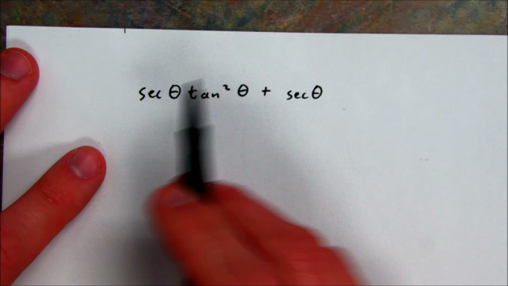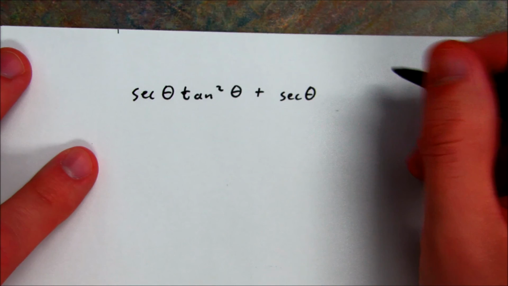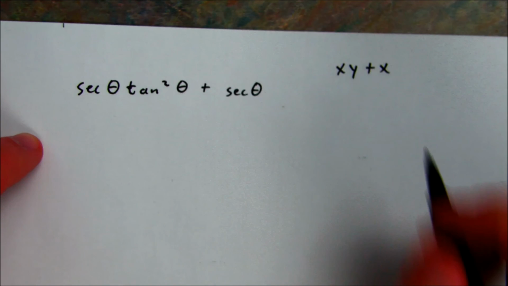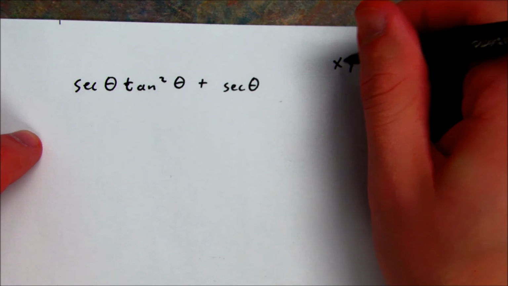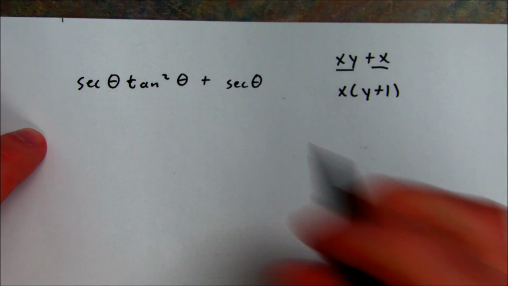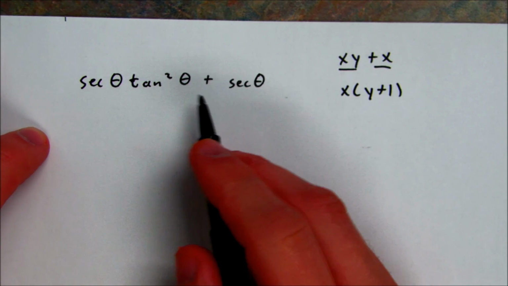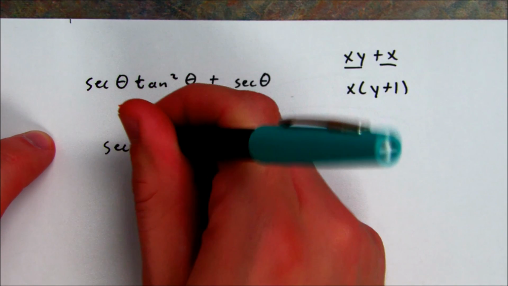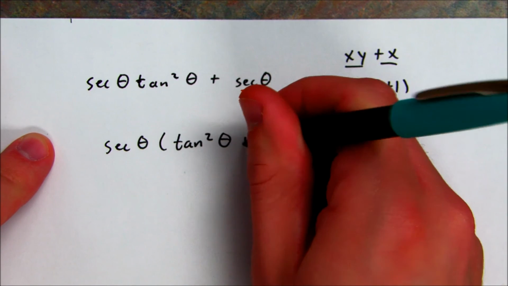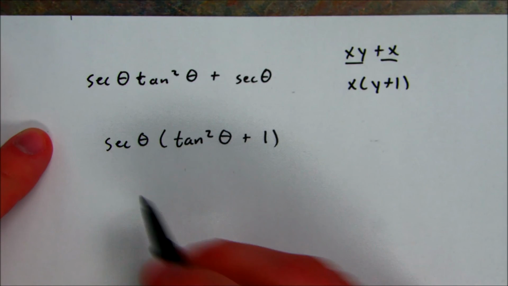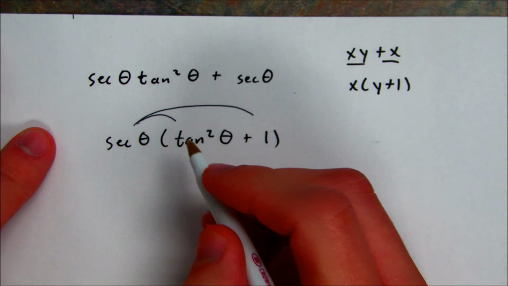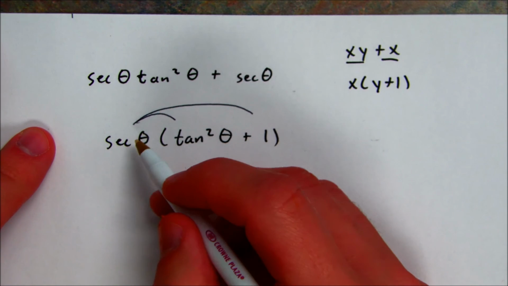Now, just like if I were to have something like x y plus x. If I were to factor this, I could take an x out of both of these terms, and I would get x times y plus 1. I'm going to do the same thing here. Take out a secant from both of them. Secant theta times tangent squared theta plus 1. Now I have the plus 1 because, again, think of the distributive property. Secant times tangent squared is secant tangent squared. Secant times 1 gives us that plus secant.